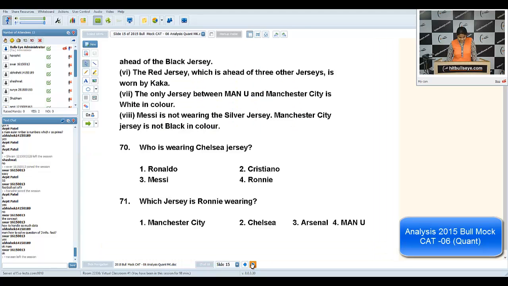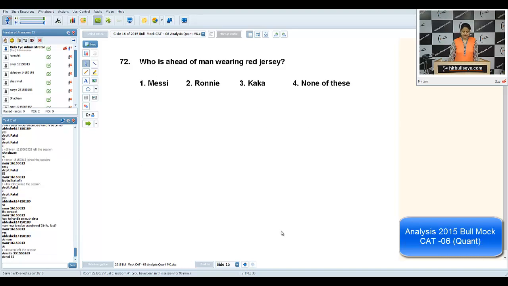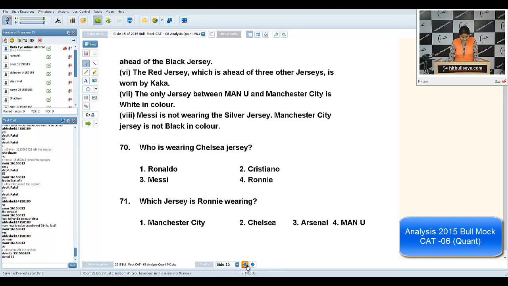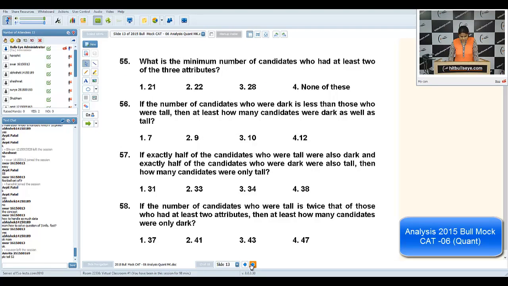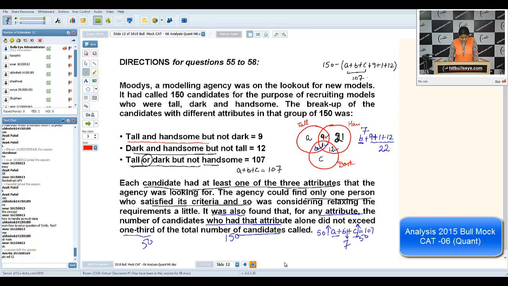Okay. I'm leaving this. Okay, please tell 50 seconds. Okay guys, that's it for today. I'm coming to Amrita's doubt. That is 52nd question.